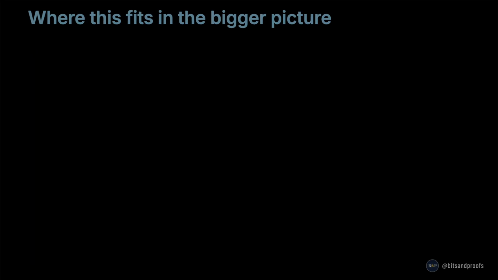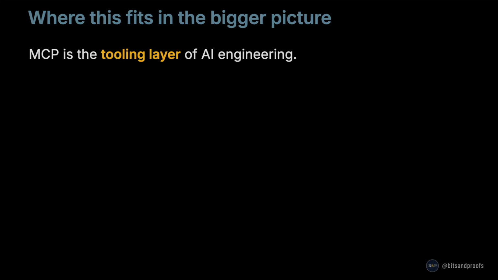Let me put MCP in context. MCP is the tooling layer of AI engineering. The model is one piece. The context window is another. The tools, what the model can actually do, are how you build real applications that integrate with the world.